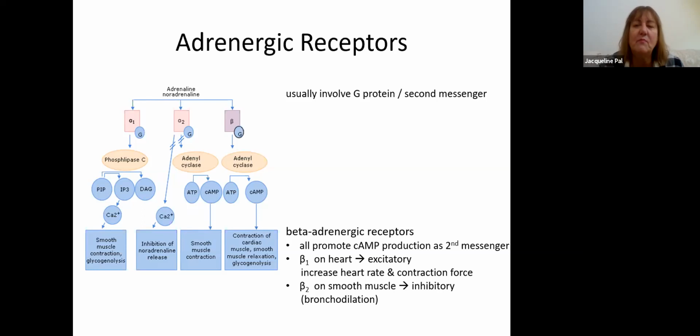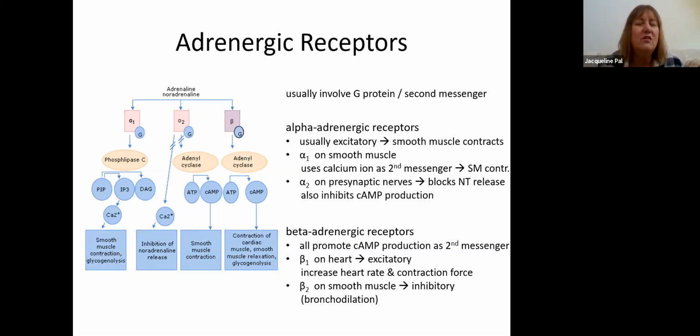In contrast to that, beta 2 receptors act on smooth muscle, and it's inhibitory, so this would lead to bronchodilation. So those are the beta receptors. They're pretty straightforward and easy to understand. Alpha receptors are usually excitatory, thereby causing smooth muscle contraction. There's two big categories. Alpha 1 are found on smooth muscle.